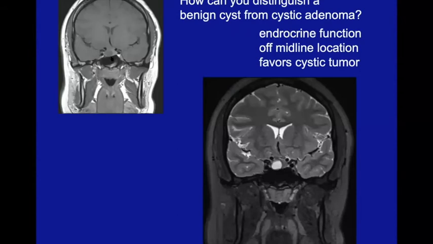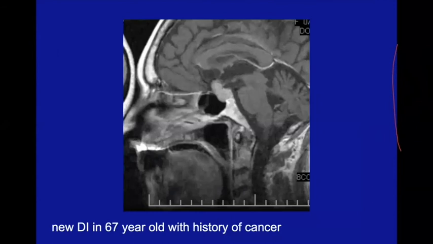But the off midline position statistically is more likely to be a cystic adenoma than a Rathke's cyst. So look for the position of the cyst within the sella. So that was a cystic adenoma.